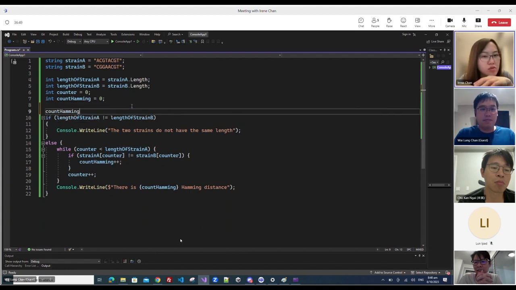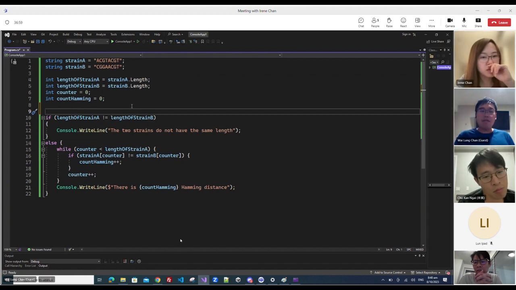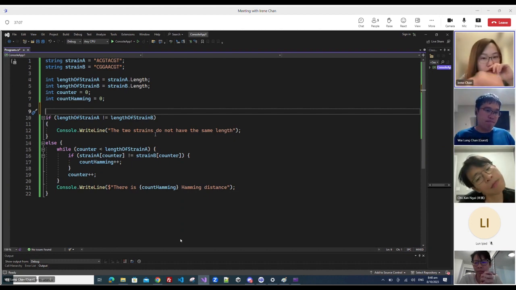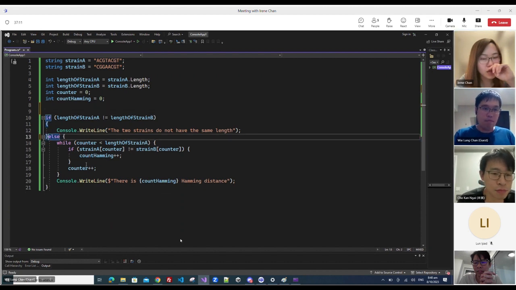So that is only needed if I don't assume from the beginning that they all have the same length. If they have the same length, you don't have to do this, right? Yeah, if they don't have the same length, we do that. Okay, so if I don't need to do that, then I'll jump directly to the while loop. What does string A counter mean?